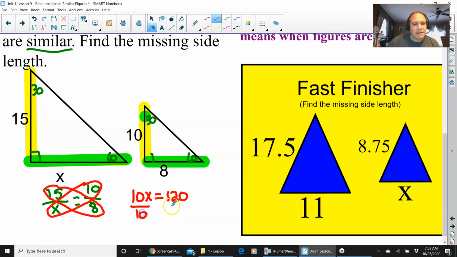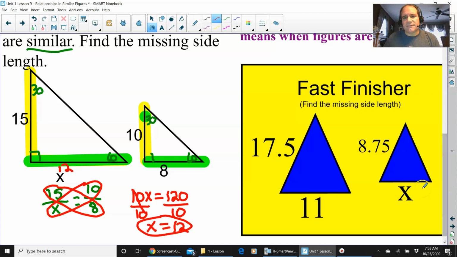Then you divide by 10 on both sides. X equals 12. So I'm going to put 12 in here. 15 and 10. 15 over 12 equals 10 over 8. And we found that missing side. Similar figures: corresponding sides form equal ratios. Corresponding angles are equal to each other.